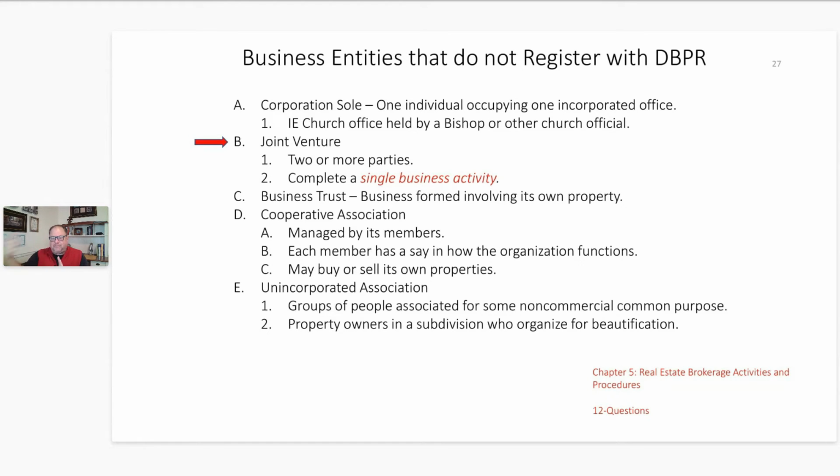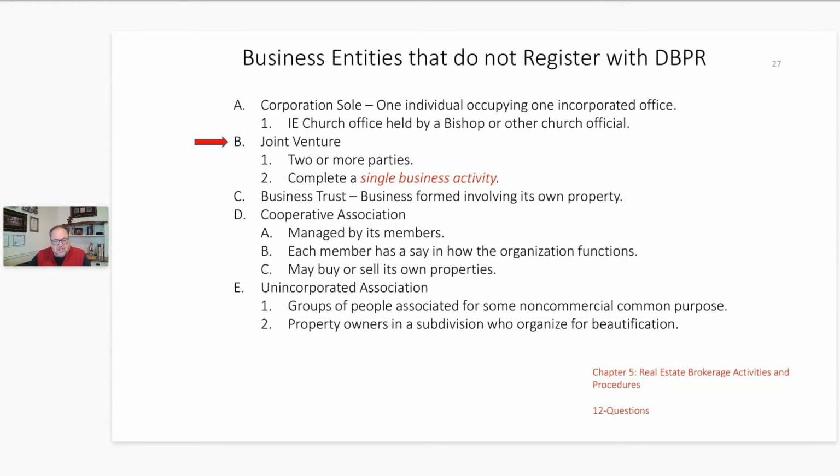So it doesn't have to be registered with DBPR if it's only for a single business activity. If they form a general partnership, a limited partnership, or a corporation, they have to register with DBPR. Okay. So corporation sole, like a church office, joint venture, business trust, co-op association, unincorporated, like HOA committees that get together and do landscaping or beautification.